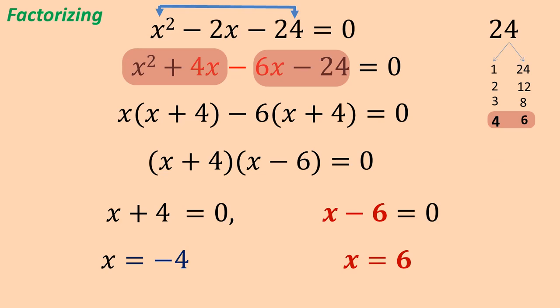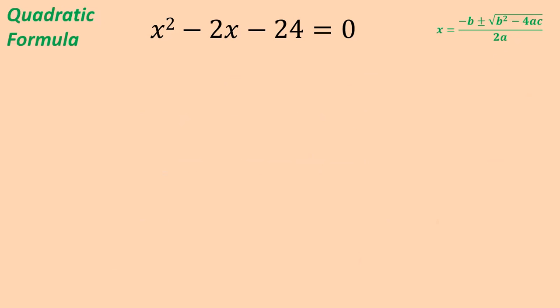We can also solve this equation by the quadratic formula. So the same equation, we have x squared minus 2x minus 24 is equal to 0. And we can use this quadratic formula: x is equal to negative b plus minus square root of b squared minus 4ac, divided by 2a. We are going to apply the figures from the quadratic equation in the quadratic formula.